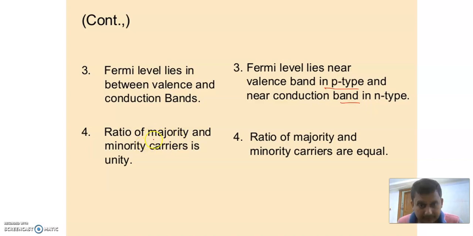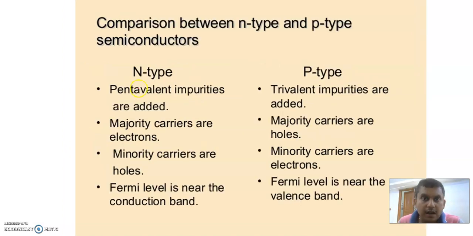Fourth, the ratio of majority and minority charge carriers is unity, because in an intrinsic semiconductor, the number of electrons is equal to the number of holes. So if we take the ratio, it will be 1. Now, the comparison between the n-type semiconductor and the p-type semiconductor.